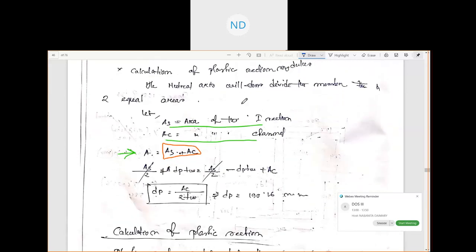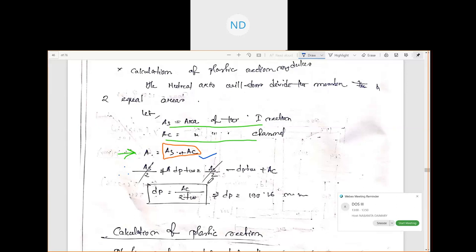You see here, the neutral axis will divide the member into two equal areas, which are the area of the I section and the area of the channel section. So the total area will be AS plus AC. Now, both the areas are equally divided, right? The AS, the area of the I section, and the area of the channel section. So we can equate the bottom area and the top area, since this is divided into two equal areas.